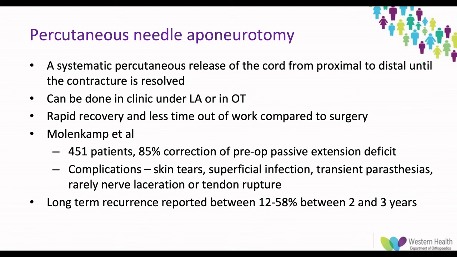Percutaneous needle aponeurotomy is a systematic percutaneous release of the cord from proximal to distal until the contracture is resolved. This can be done in the clinic under local anaesthetic or in the operating theatre. The features include rapid recovery and less time out of work compared to surgery.